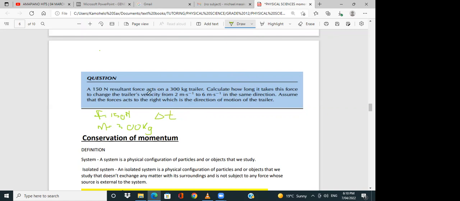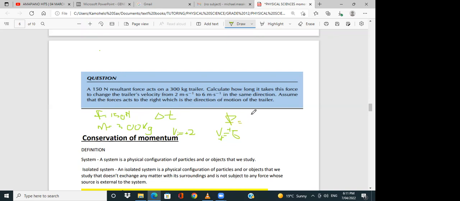And then your initial velocity to change from 2 meters per second, VI, is equal to 2 meters per second. And then VF is equal to like 6 meters per second in the same direction. So let's say they are both positive because they are both in the same direction. Now, with all this information you are given here, good people, you can somehow do this.